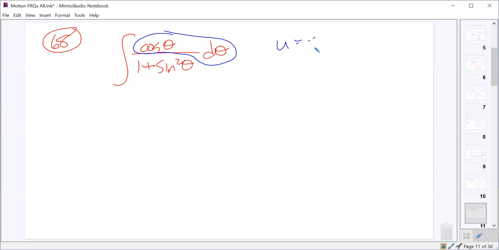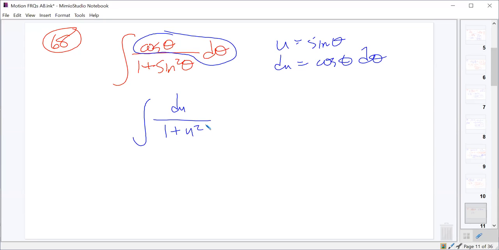Sine theta. It just has to be sine theta. Most of the time, we take out the whole denominator if we can. But in this case, it's just going to be easier if we make the top du and the bottom 1 plus u squared, because that one is just an integral that we have a formula for.